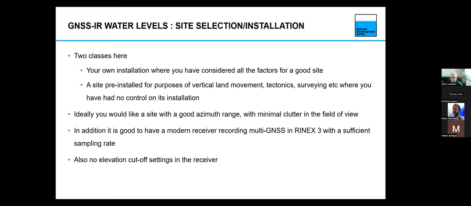And in addition, it's good to have a very modern receiver that's recording multiple GNSS systems, preferably in L1/L2/L5 ("line X3"), and with a sufficient sampling rate. Also, you probably do not want elevation cutoff settings in the receiver. You want it to measure all elevation angles.